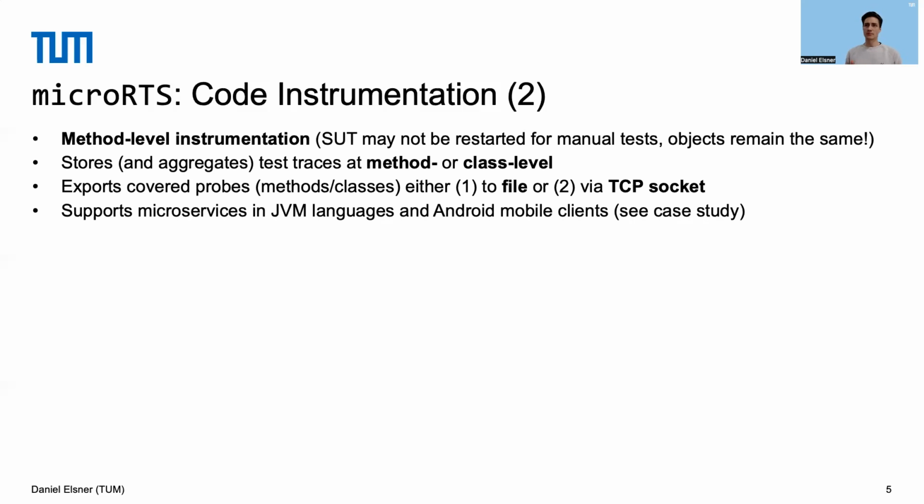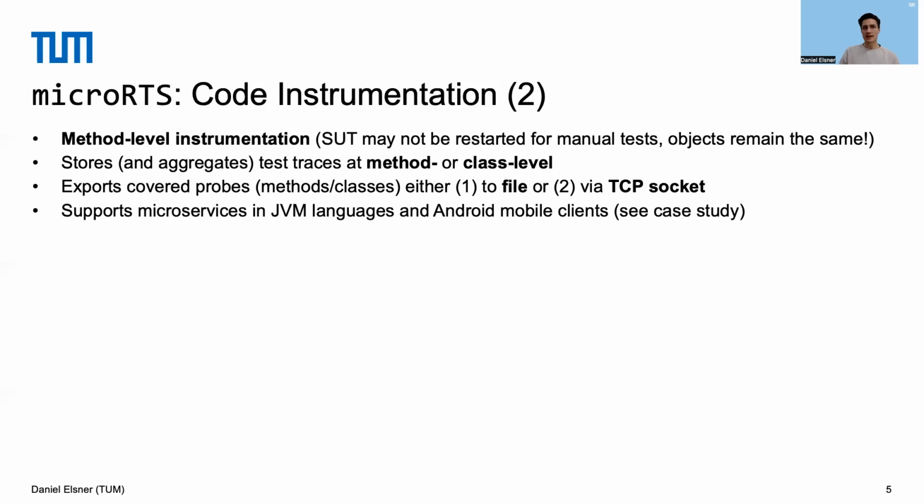Moreover, we require some kind of parameterization of microRTS to check what are the implementation aspects that are better in terms of overhead. So for example, we want to consider, is it more efficient to export coverage probes to a file? Or is it more efficient to send them via TCP socket to some central collector that will then collect all the covered methods or classes? And this is an implementation aspect that we want to evaluate with microRTS. And therefore, we introduce these parameters to microRTS in order to make sure that we can properly evaluate it later on.